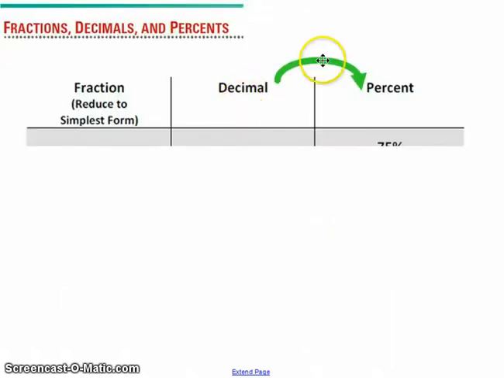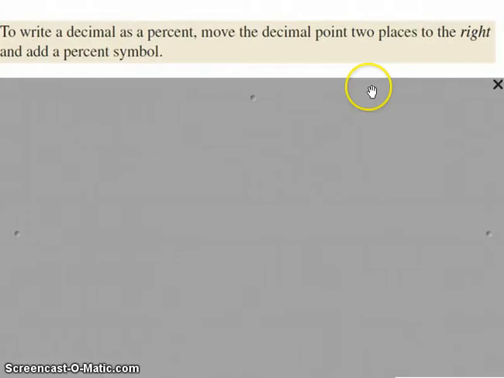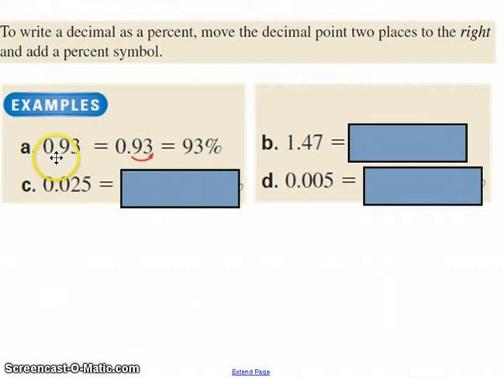Now let's translate from decimal to percent. To write a decimal as a percent, basically just do the opposite of what we did on the last slide. Move the decimal this time 2 places to the right and add the percent symbol. So as an example, I move this 2 over and I've got 93. I add the percent sign and I've got 93%. Go ahead and do B, C, and D.